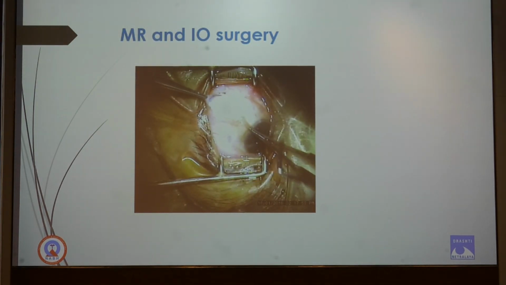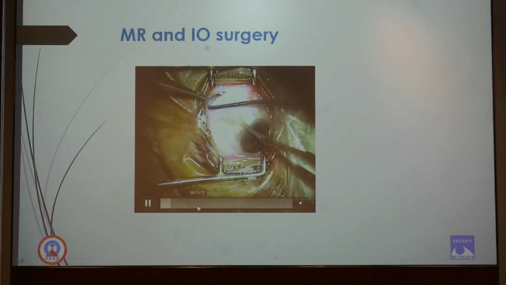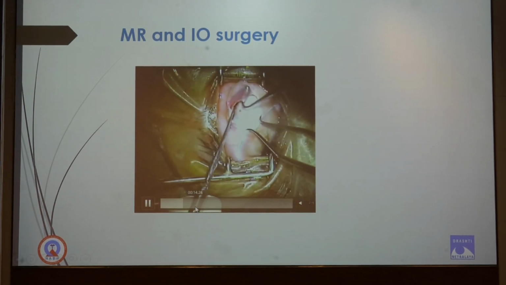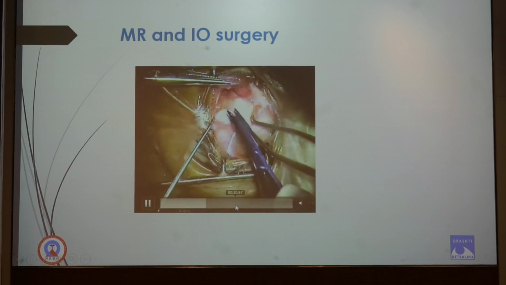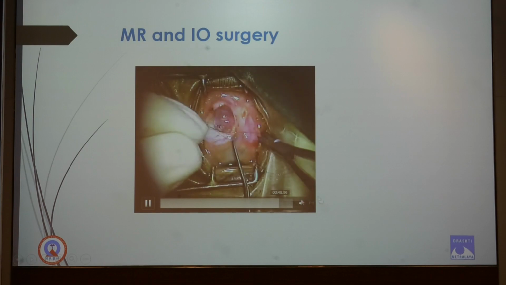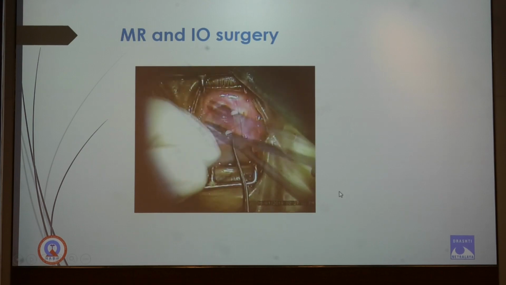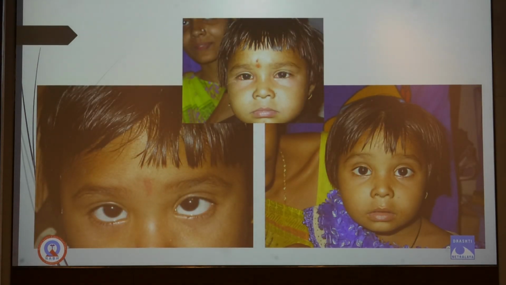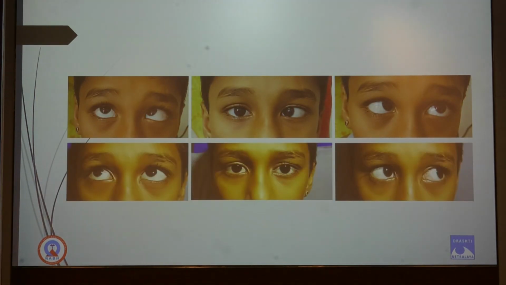In IO recession also, sometimes you have to take care that all the fibers of the IO are hooked in your muscle hook, and save the LR while cutting. So you can place it near the LR. This is the same baby who presented.